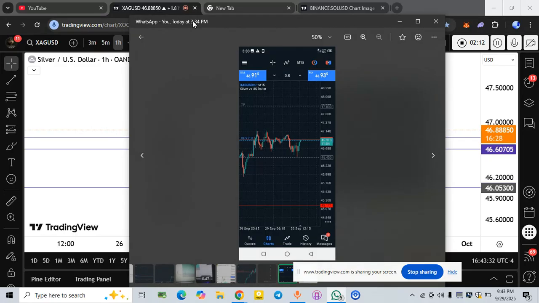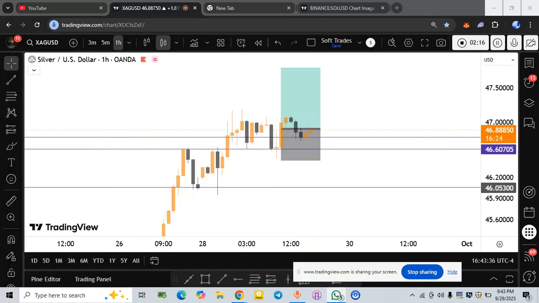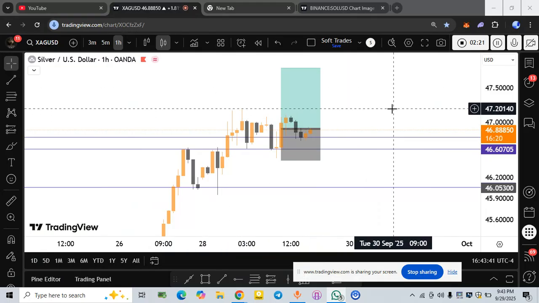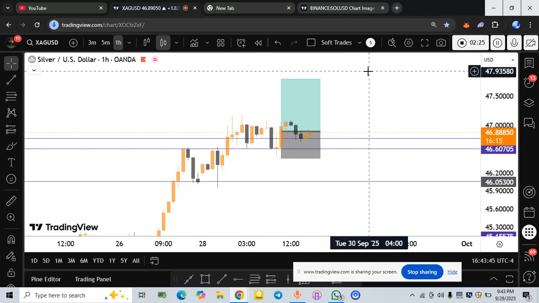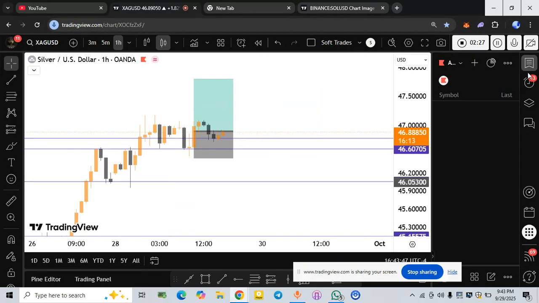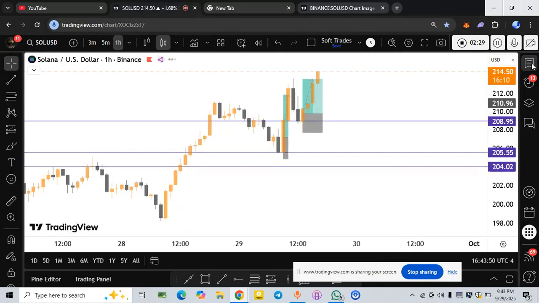Now, this is the trade over here when I shared it. Everything I'm showing you here is not just based on hindsight. It's actually trades that I've taken and shared. So now let's head over to how to actually get an entry. I'm going to use Solana as an example.